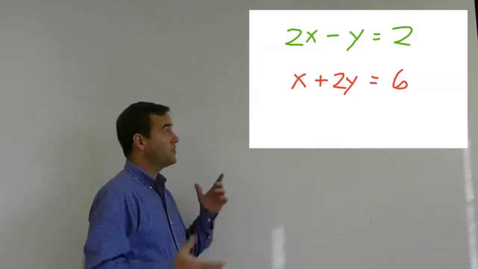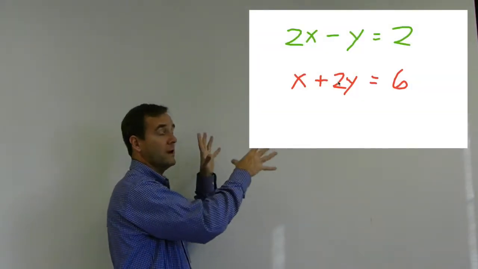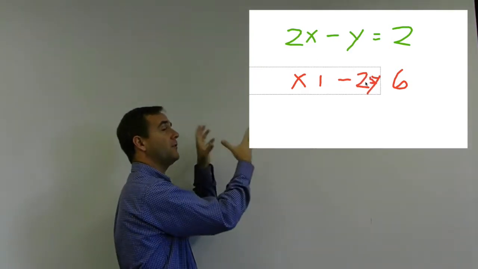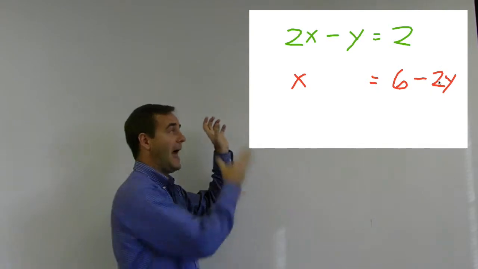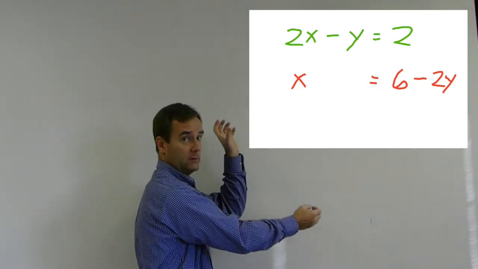So to do substitution, what you do is fix and rearrange one of the equations. So instead of saying, here's how the 2 variables interact with each other, it says, here's one variable as defined by the other.